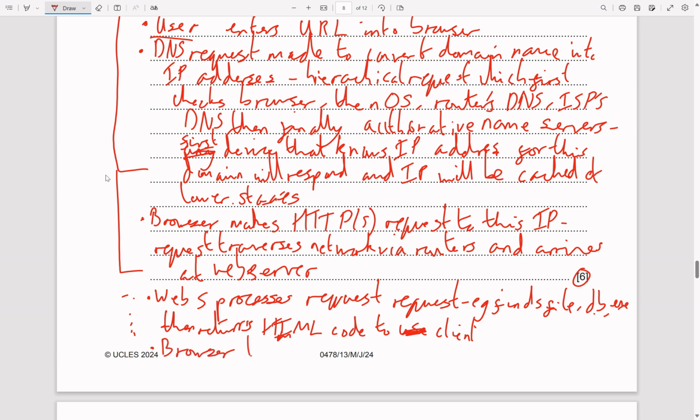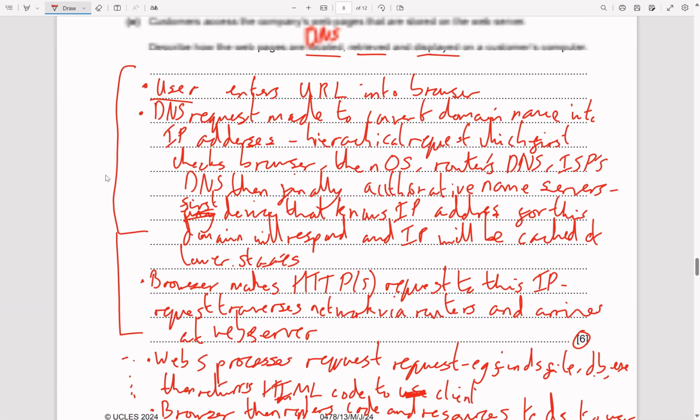Let's say the browser then renders code and resources to display to the user. Yeah, so hopefully that should be enough for 6 marks.